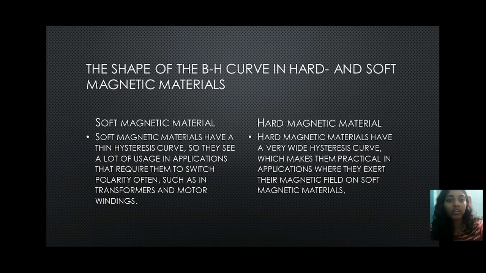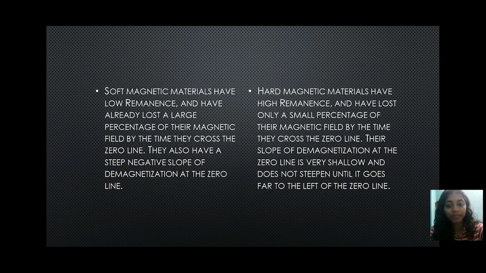The shape of the BH curve in hard and soft magnetic materials. Soft magnetic materials have a thin hysteresis curve, so they see a lot of usage in applications that require them to switch polarity often, such as in transformers and motor windings. Whereas hard magnetic materials have a wide hysteresis curve, which makes them practical in applications where they need to exert their magnetic field on soft magnetic materials.